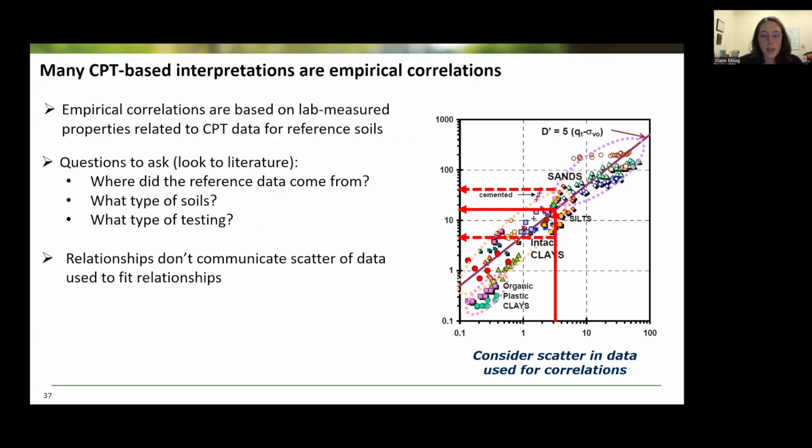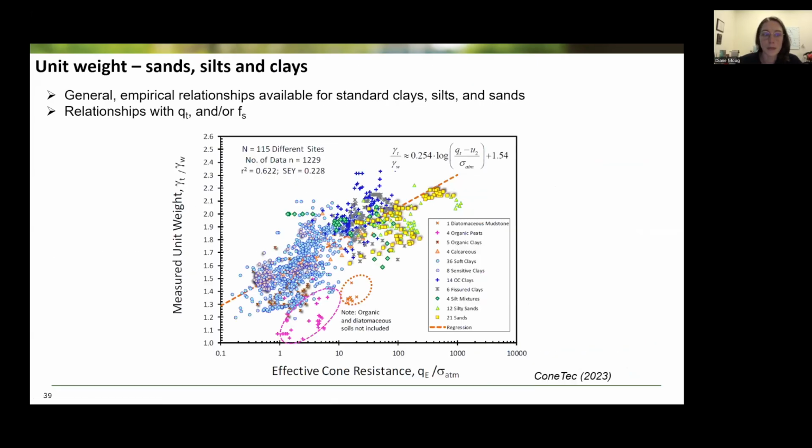Another thing to look at with these correlations and the reference data set is the scatter that's a part of the reference data. With the correlation, we tend to get one value or one relationship like this shown here. But by understanding the scatter or the range of data that are in the reference data set, you can understand the range that your value might reasonably fall into, as opposed to just that one. So consider the data and consider the scatter that the relationships are built with.